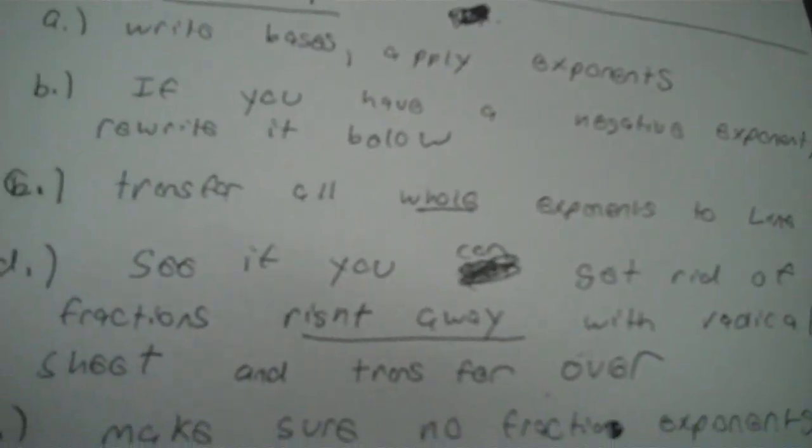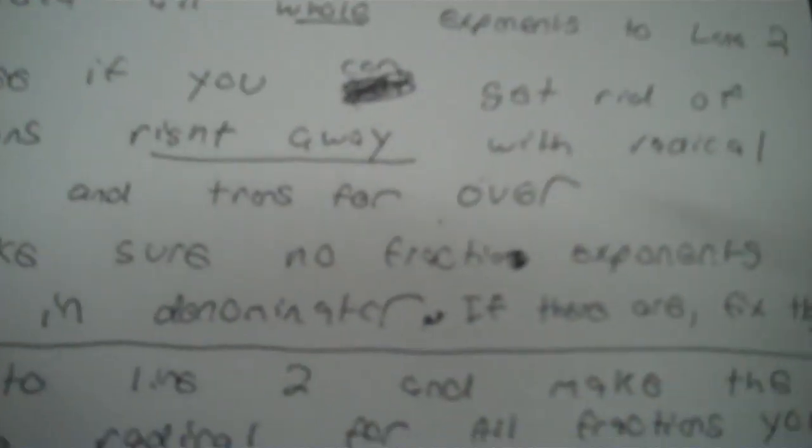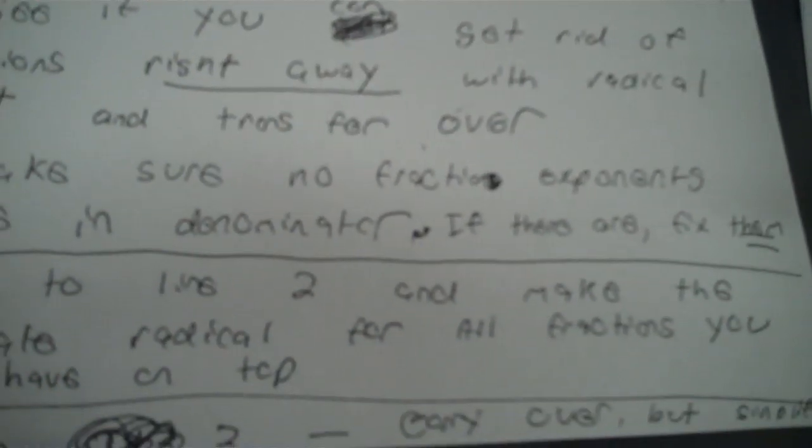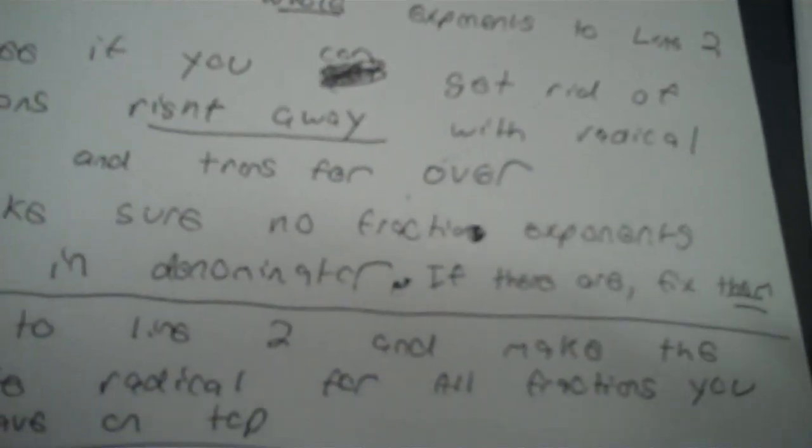And we continue on. Do you have a negative? Nope, don't have to rewrite it. Transfer all whole exponents. I don't have any of those, so nothing's transferring yet. See if you get rid of fractions right away with the radical sheet transfer over. Well, I don't have a 6th root list, so I guess not. Make sure there's no fraction exponents in the denominator. There's not. If you are, fix them. There's a way to do that. That only comes up on one problem where you'd have to apply that.